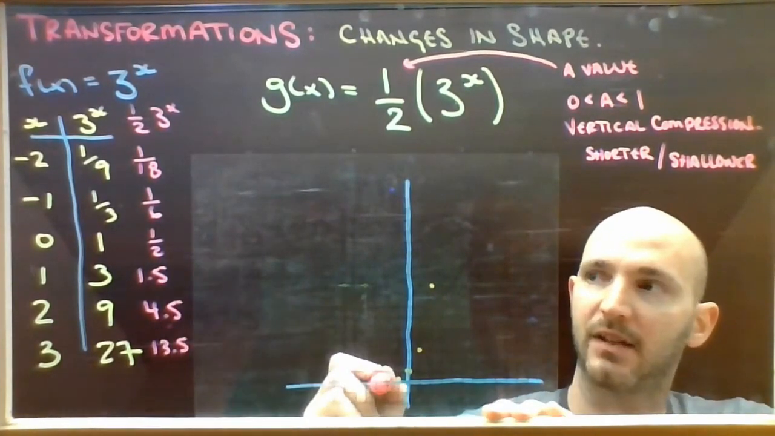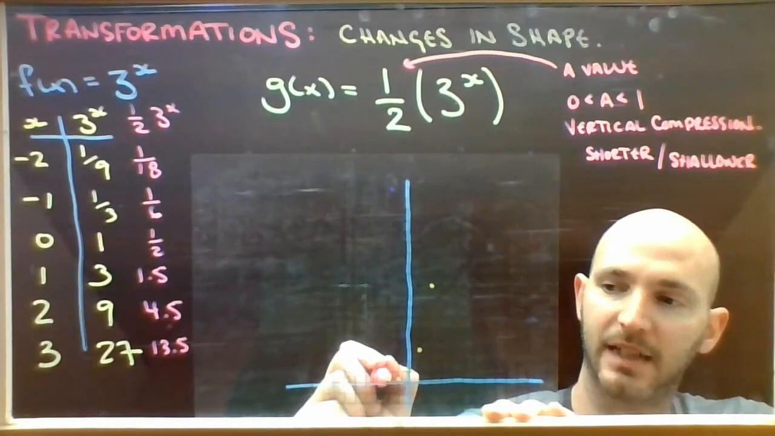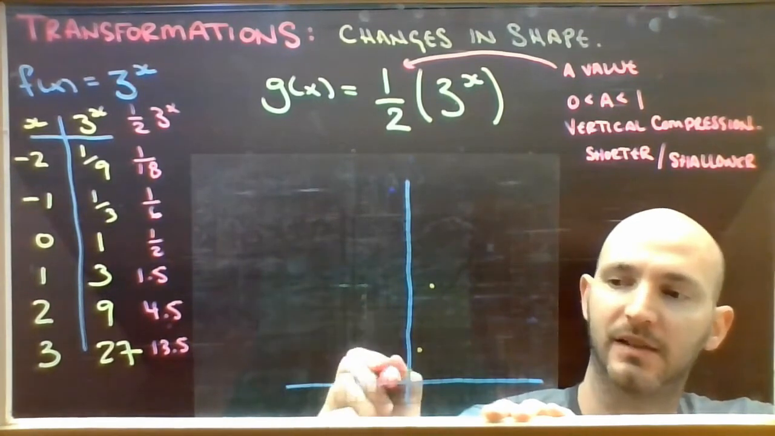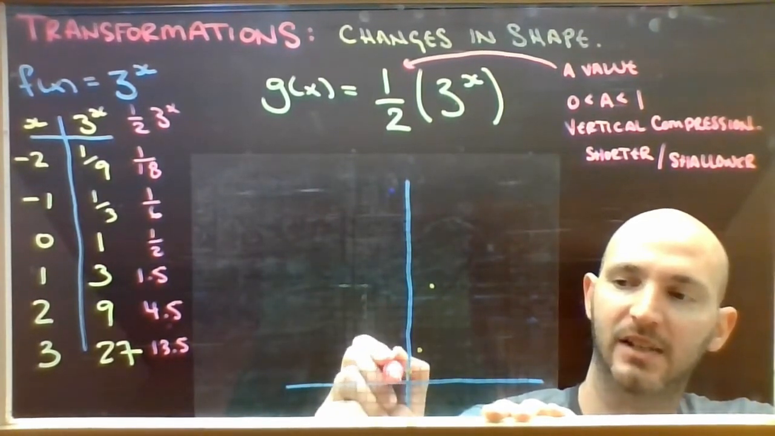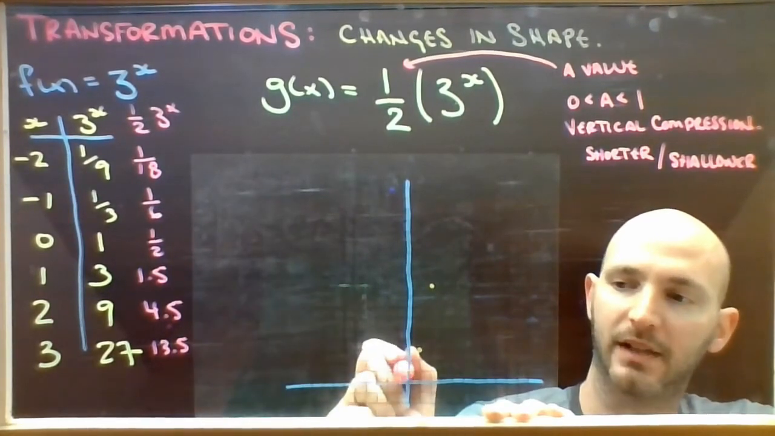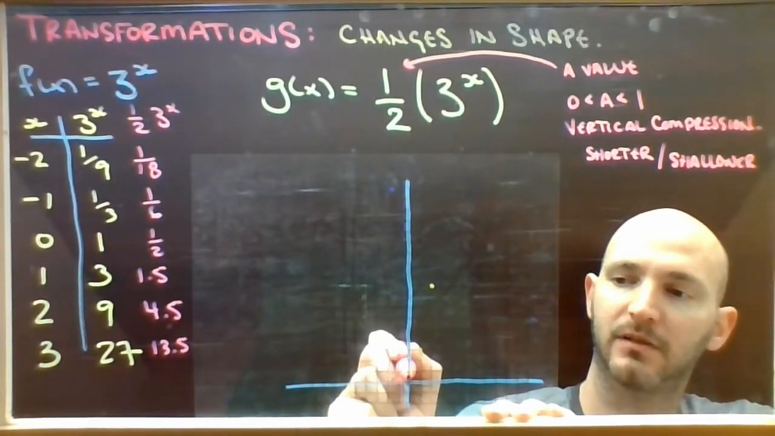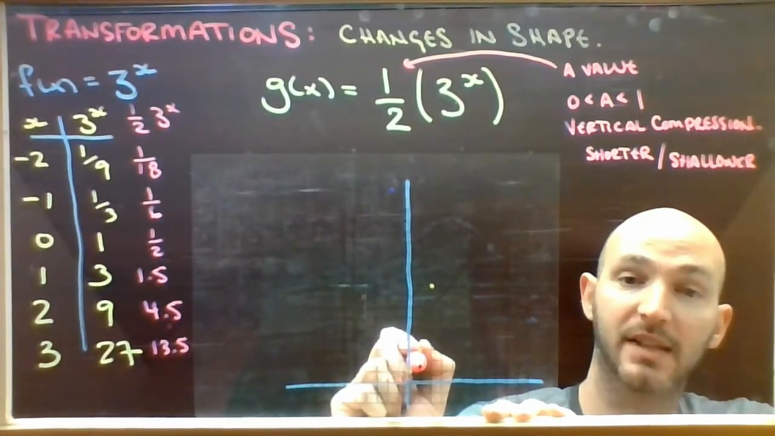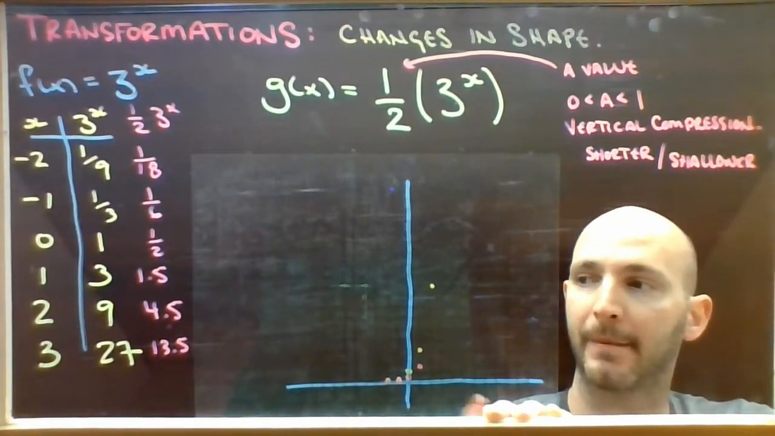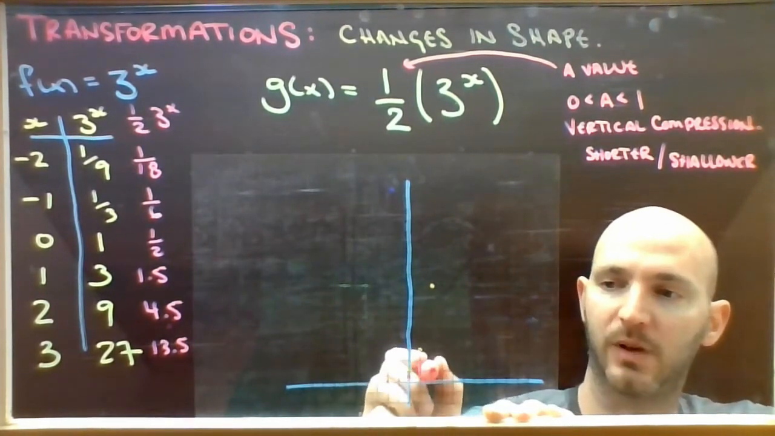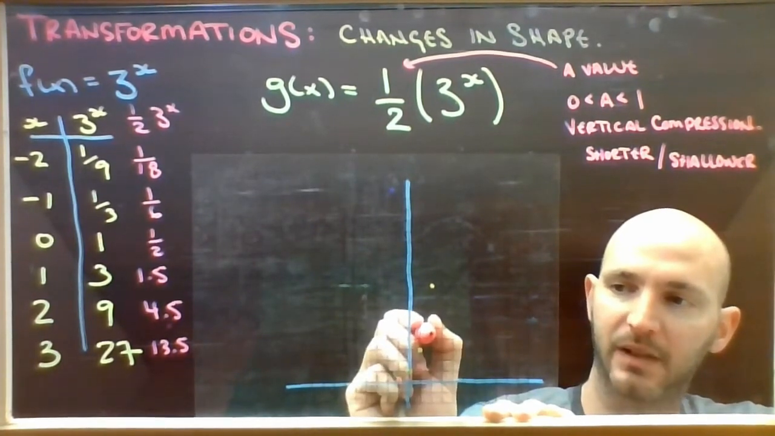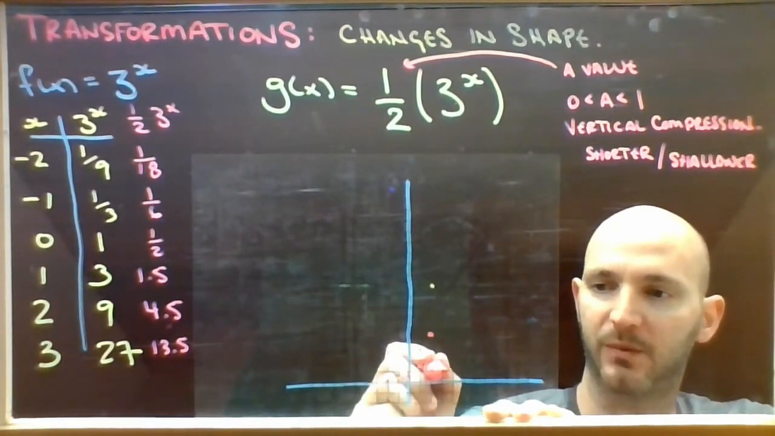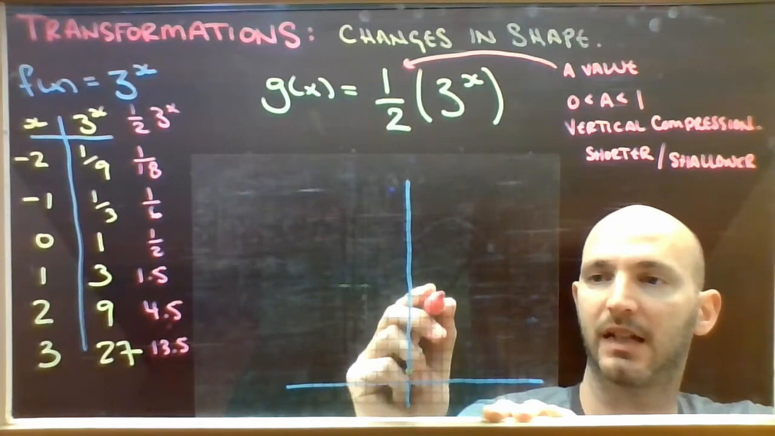So when x is -2, instead of a 9th, I'm at an 18th. I can't really tell the difference over here. Instead of a third, I'm at a 6th. Again, it's hard to tell. Instead of 1, I'm at half. Instead of 3, I'm at 1.5. This is where I start to see the difference in the behavior. At 2, I'm at 4.5, it's about there. And when x is 3, I'm at 13.5, so 1, 2, 3, up to 13.5.